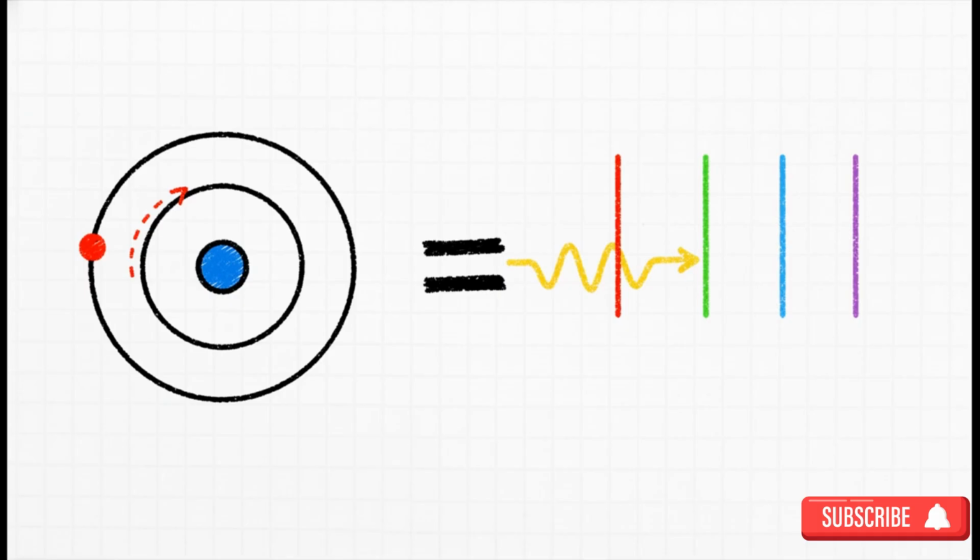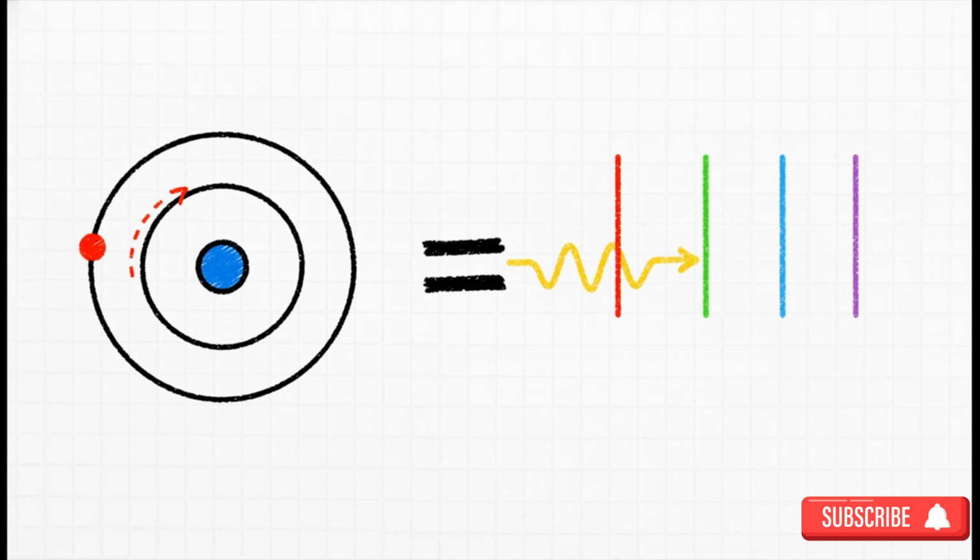It provided the why. Using his new rules, he could calculate the exact energy for each of those allowed orbits, each rung on the ladder. And the energy of the photon released when an electron jumped from a higher rung to a lower one matched the Rydberg formula exactly. But here's the most incredible part.